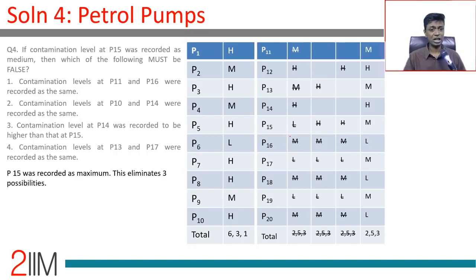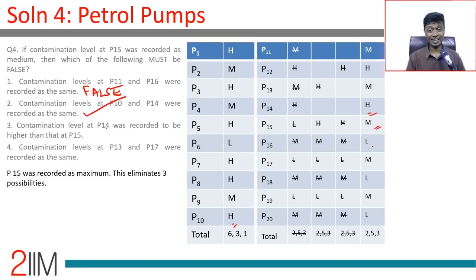If the contamination level at P15 was recorded as medium, P15 was medium, that is this possibility. Only one possibility. Which of the following must be false? Contamination levels at P11 and 16 were recorded as same. 11, 16. This is false. This seems to work. 10 and 14 were recorded at same. 10 is high, 14 is high. This is true.